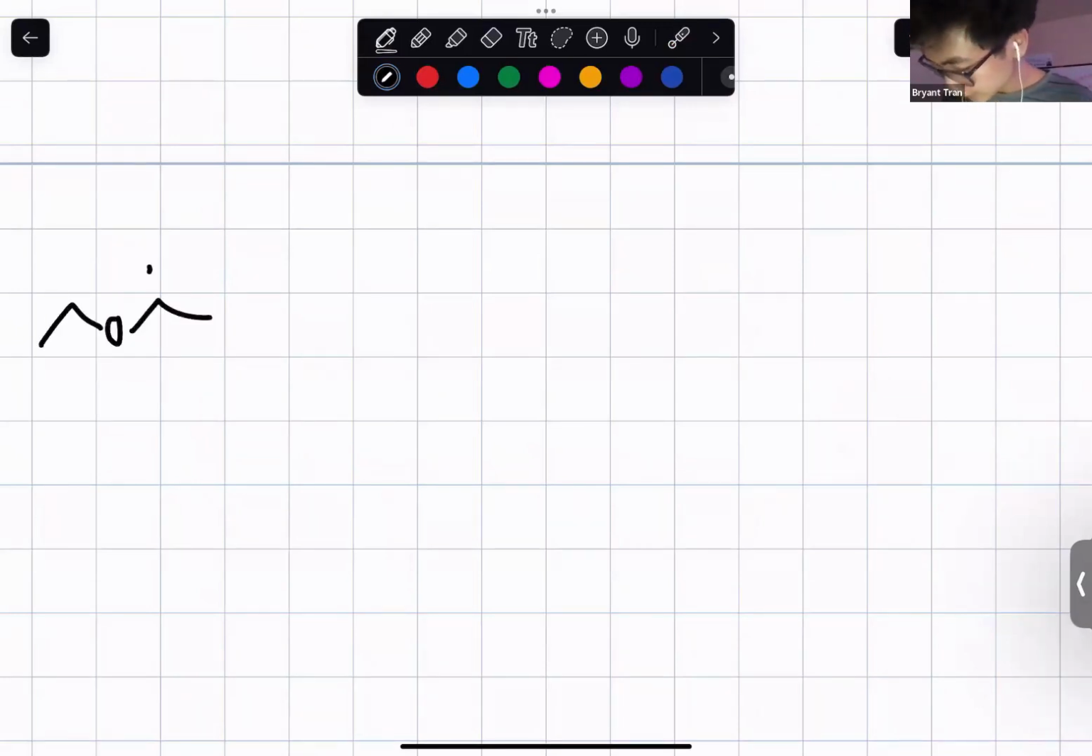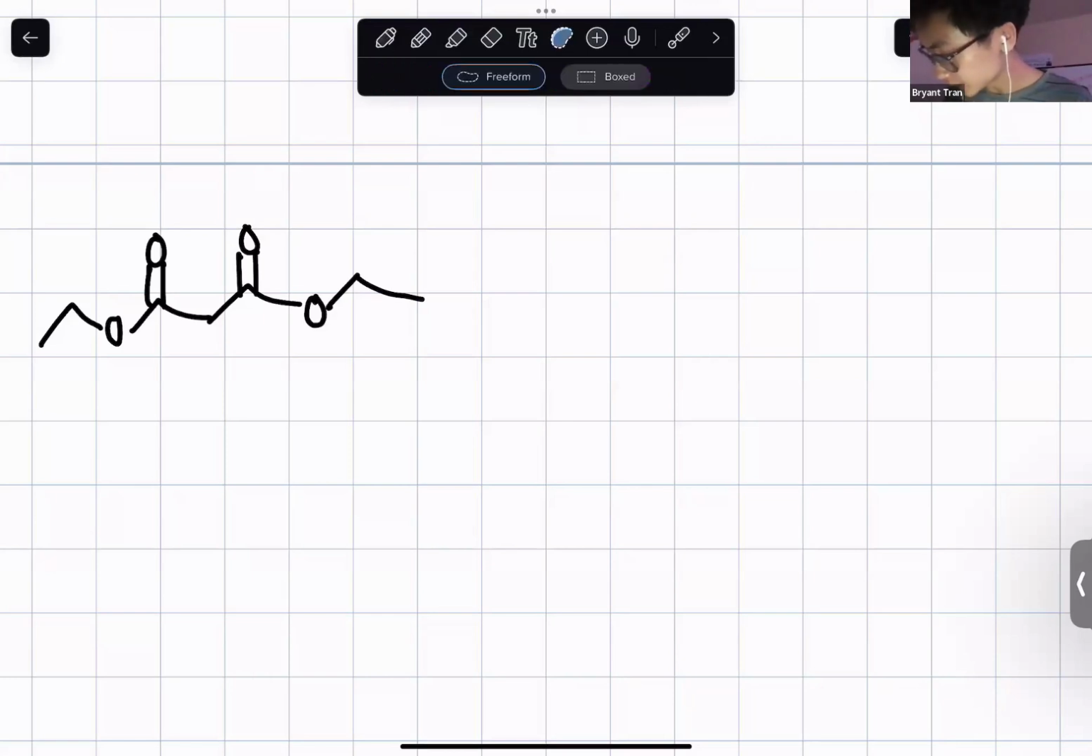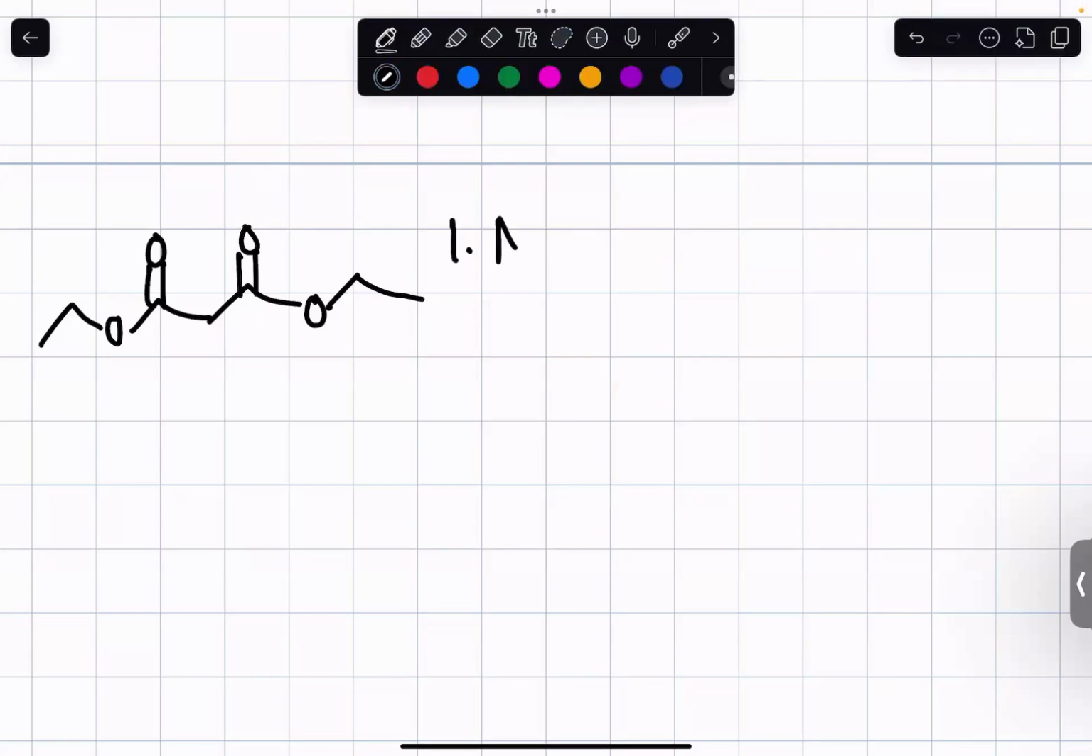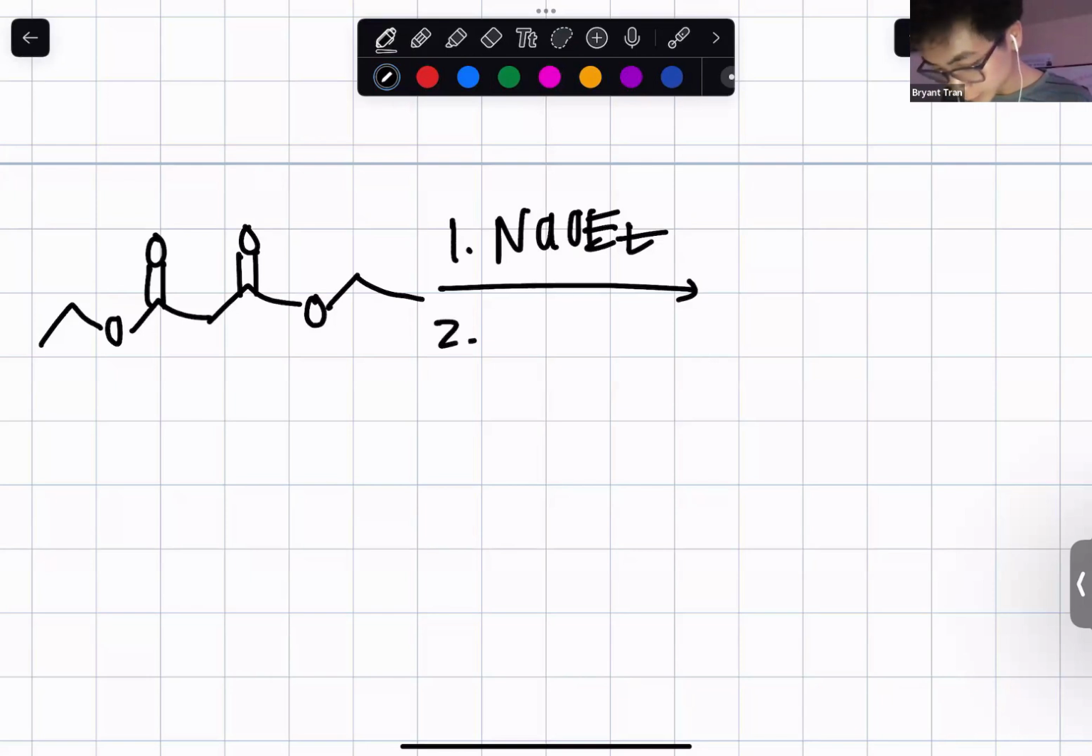So I don't think you guys need to know the name of this, but if this is our starting material here, are we doing malonic ester synthesis or acetoacetate synthesis? If this is our starting material. Malonic. Yes, malonic. Just in case it shows up on vocab.